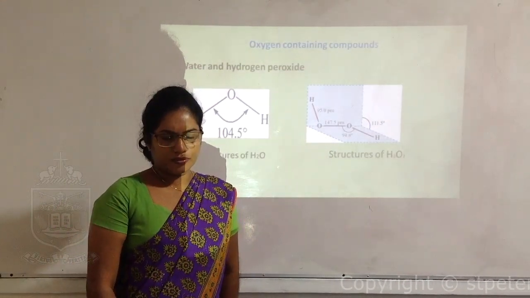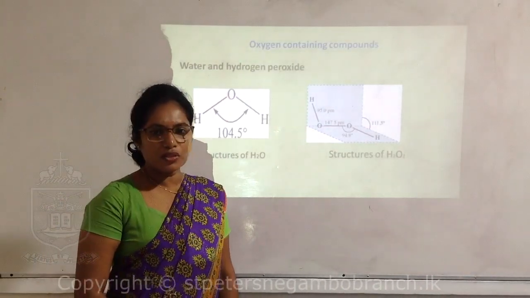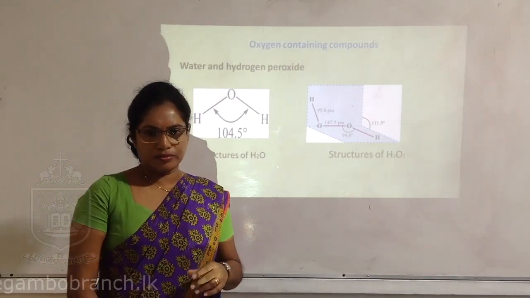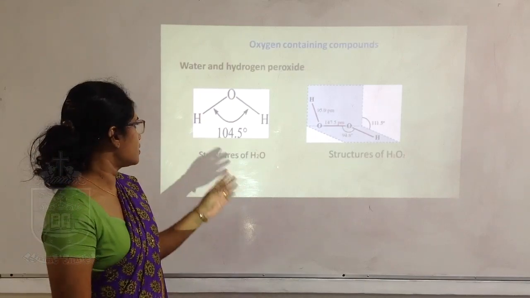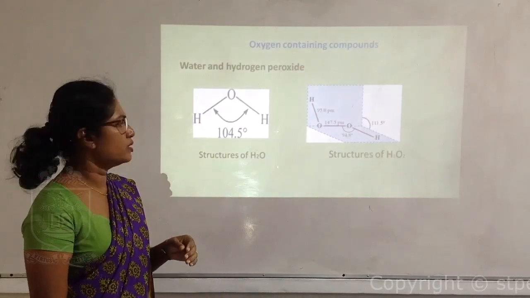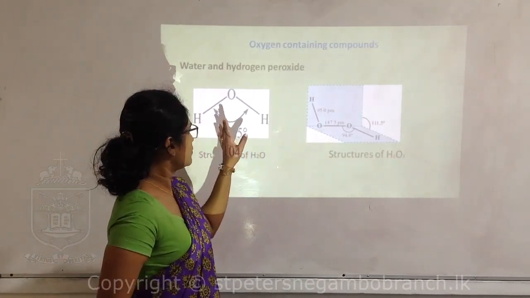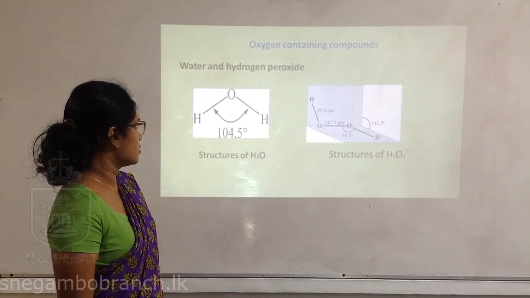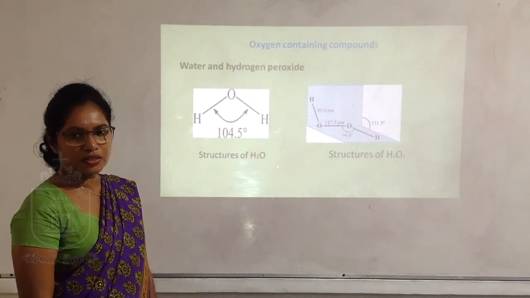Now we are going to discuss the oxygen containing compounds. Here we are focusing on water and hydrogen peroxide. These are the structures of water and hydrogen peroxide. You can see here, in hydrogen peroxide there are two oxygen atoms and the structures are very different.